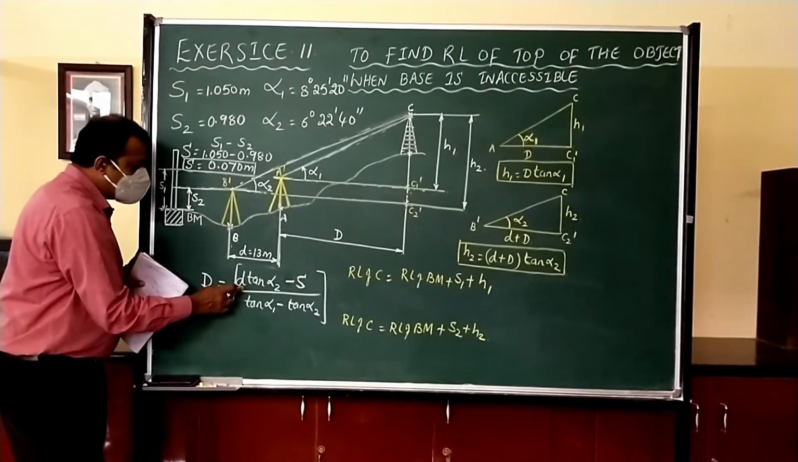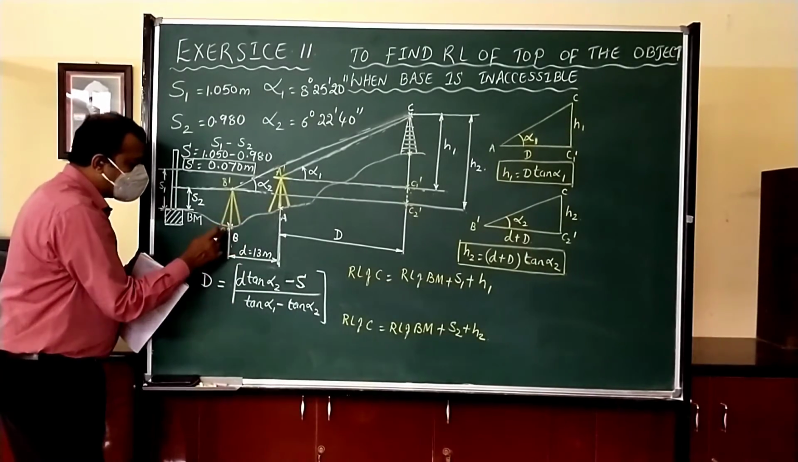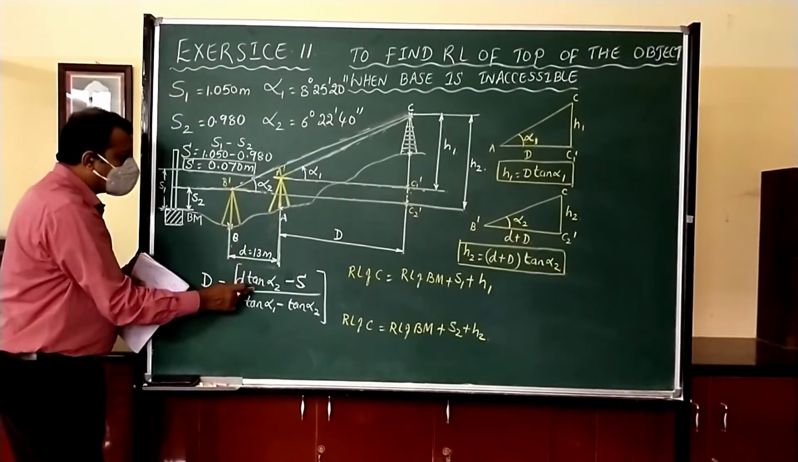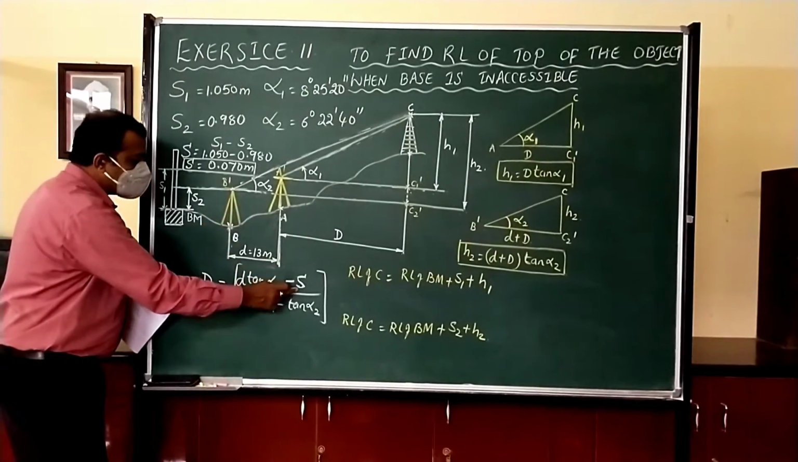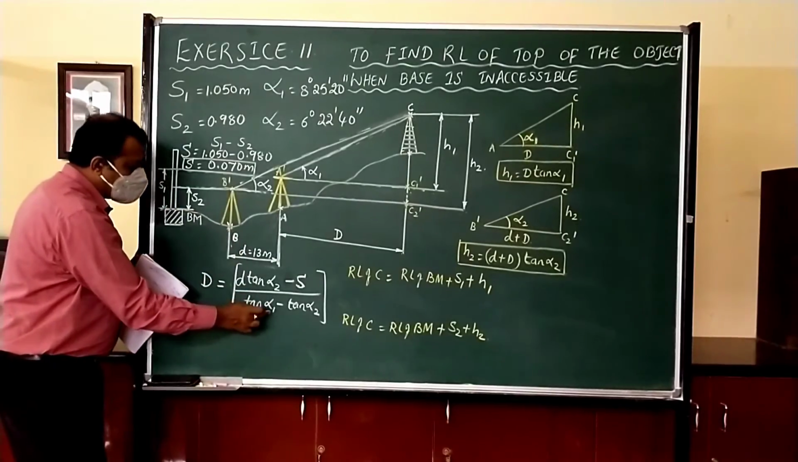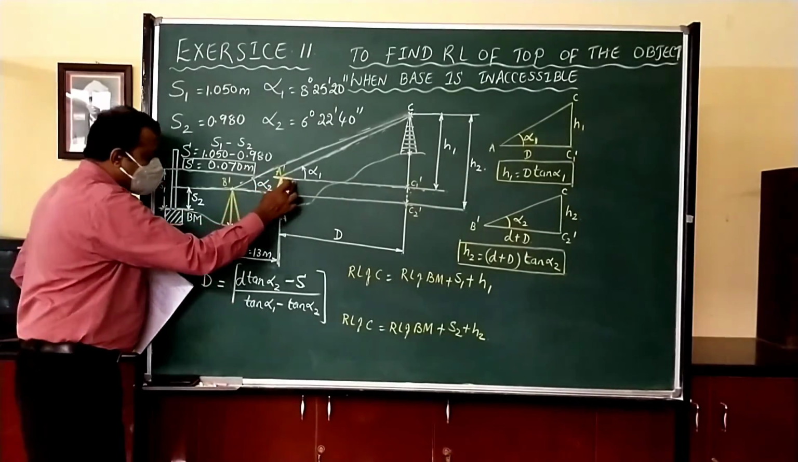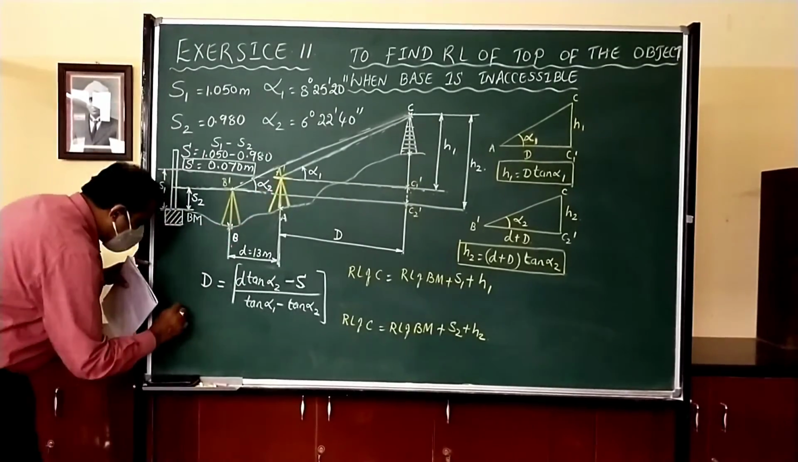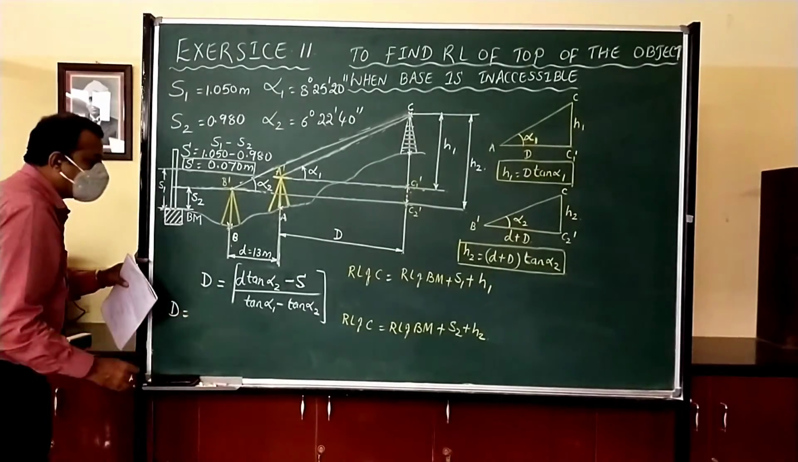Small d is the distance between the station A and B. Alpha 2 is the angle measured from station B. S is the difference between the staff readings, S1 and S2. And alpha 1 is the angle measured from station A. Let us substitute all these values and find the value of D.